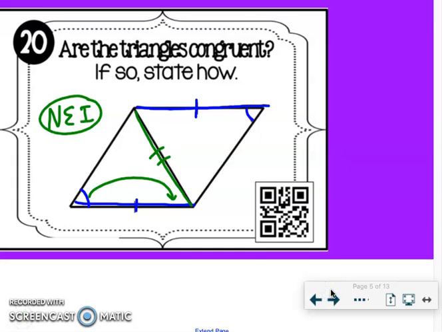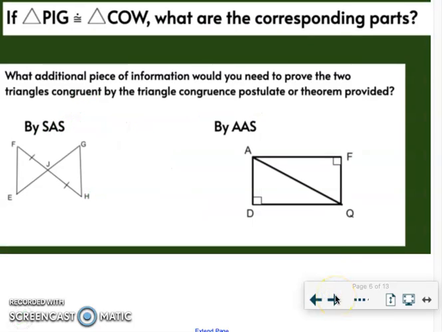All right, moving on. These ones, where it says, if PIG is congruent to COW, what are the corresponding parts? What that's talking about is P is the first letter, C is the first letter, so I know that angle P has to be congruent to angle C. I know that angle I has to be congruent to angle O. I know that angle G has to be congruent to angle W. So the letters are in corresponding order. I just need to pair them up.